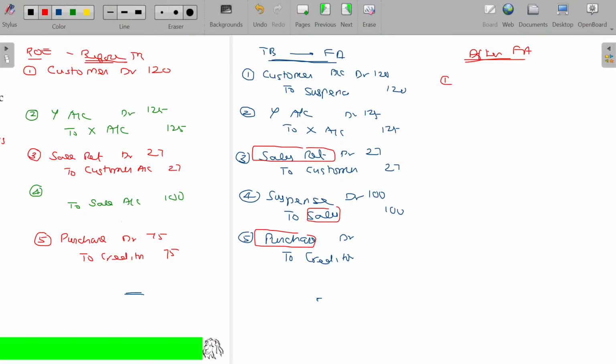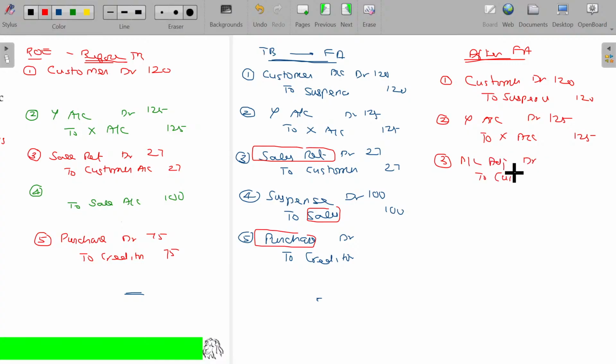So number 1, customer account debit to suspense account. This value being 120. Second one, Y account debit to X account. Value being 125. Third one, P&L adjustment account, right? To customer account. The value being 27.